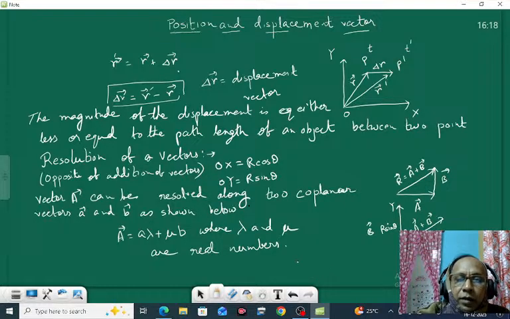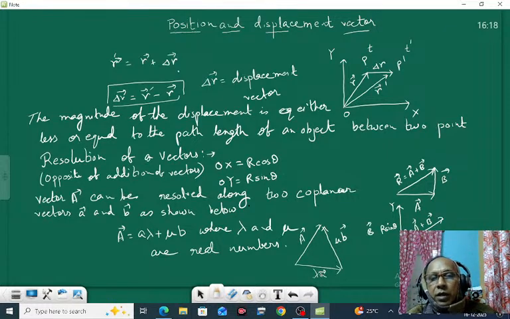Suppose this is vector A. It can be represented in this way: this is lambda A and this is mu B vector. So A can be represented as lambda A plus mu B, where lambda and mu are real numbers. In this way we can define it.